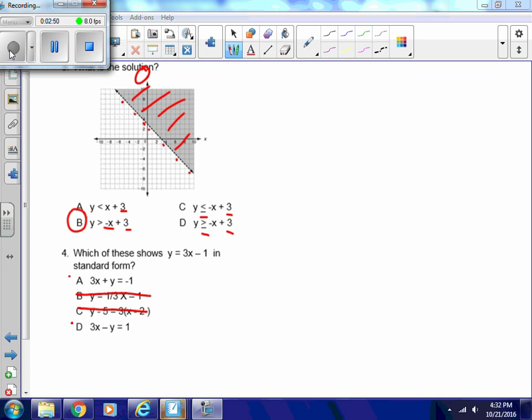Well, guess what? Let's do the math. If I want to get my x onto the other side, I would subtract 3x to both sides. And when I do, I get a minus 3x plus y equals negative 1. Are those any of my choices? They're not. All of those have a positive 3x. So let me try multiplying every term through by negative 1. When I do, I get a positive 3x minus y equals positive 1. And now we see that the choice is D.